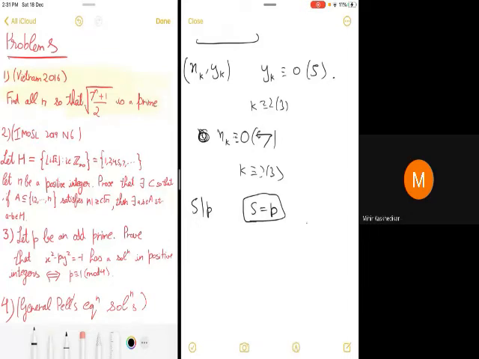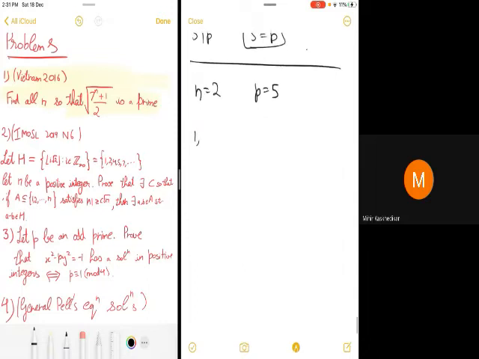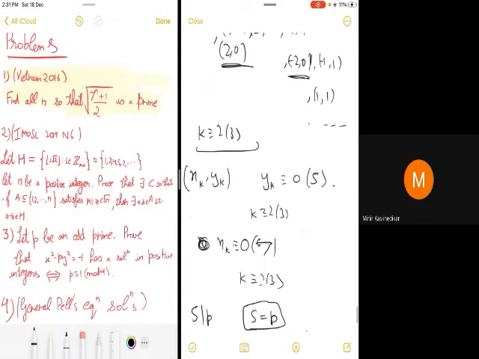And that indeed does give us a solution, that if we take n is equal to 2, then p is equal to 5. So we have 1 comma 2 as a solution, and 2 comma 5 as a solution. So any questions in this proof?